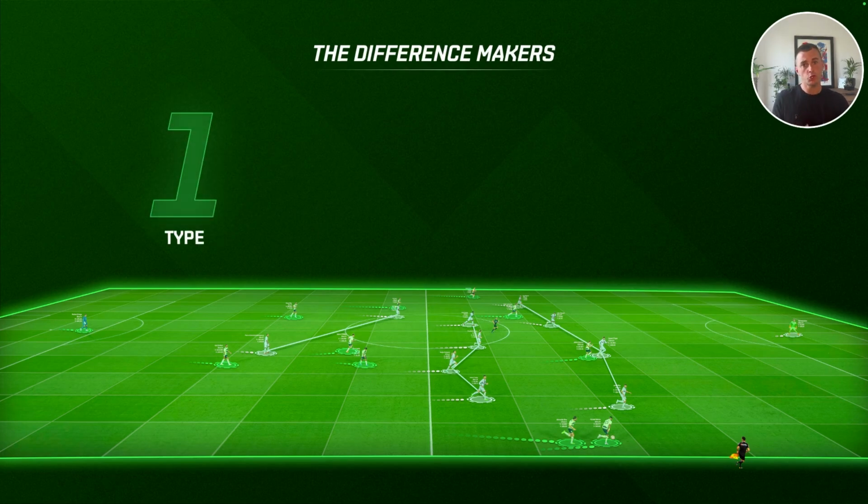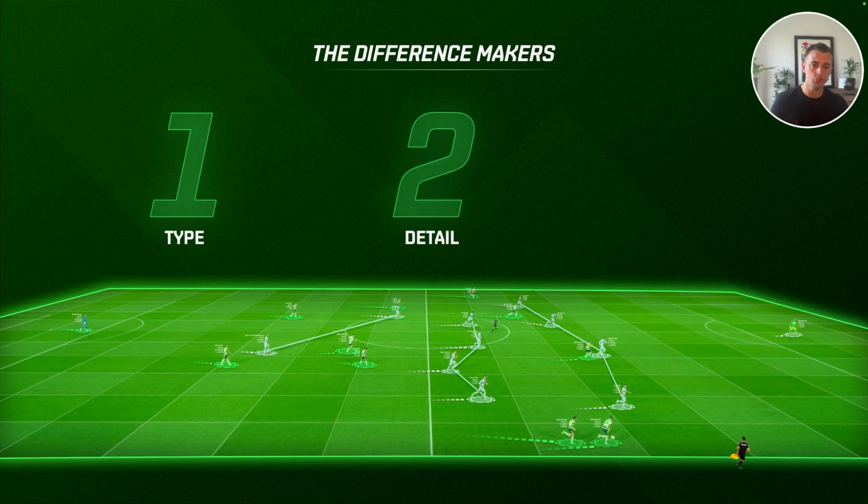Well, first of all, not only do we know that a player has made or received a line breaking pass, but we also know the type. Was it through the line? Was it around the line? Or was it over the line? So immediately we're getting some extra context as to how the line was broken.